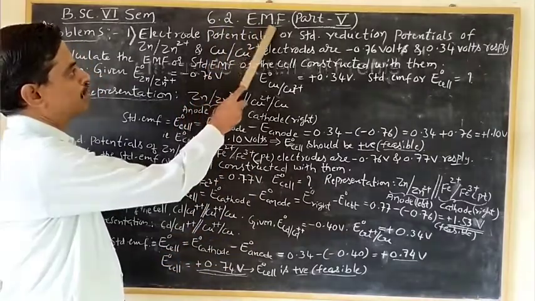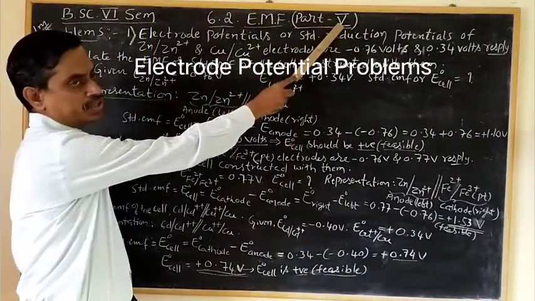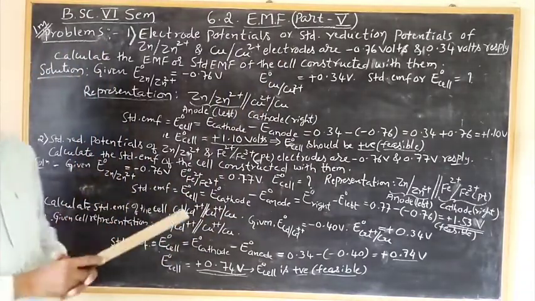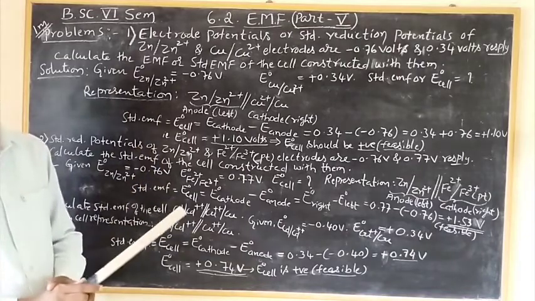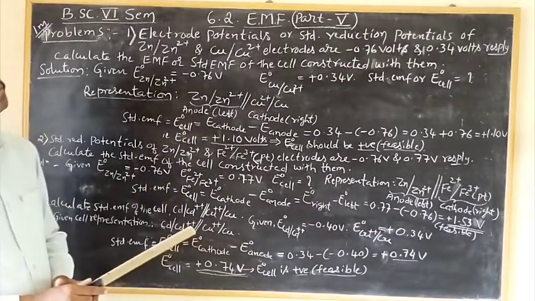Now you have to learn this 6.2 EMF for the B.Sc. 6th sem. Part 5 we are studying now. Under this part 5 we are studying some problems in the examination for 1 mark. The problems are very simple. Just try to remember the formula to calculate the electrode potentials.